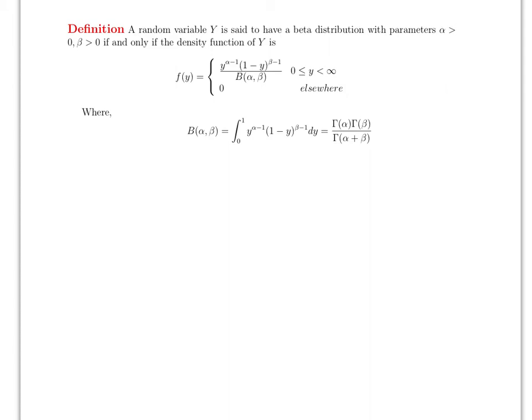Again, since this is a random variable, it obviously needs to have a mean and a standard deviation, or mean and variance. So the mean, which is the expected value of y, is equal to alpha over alpha plus beta, and the variance is equal to alpha beta over alpha plus beta squared, times alpha plus beta plus 1.